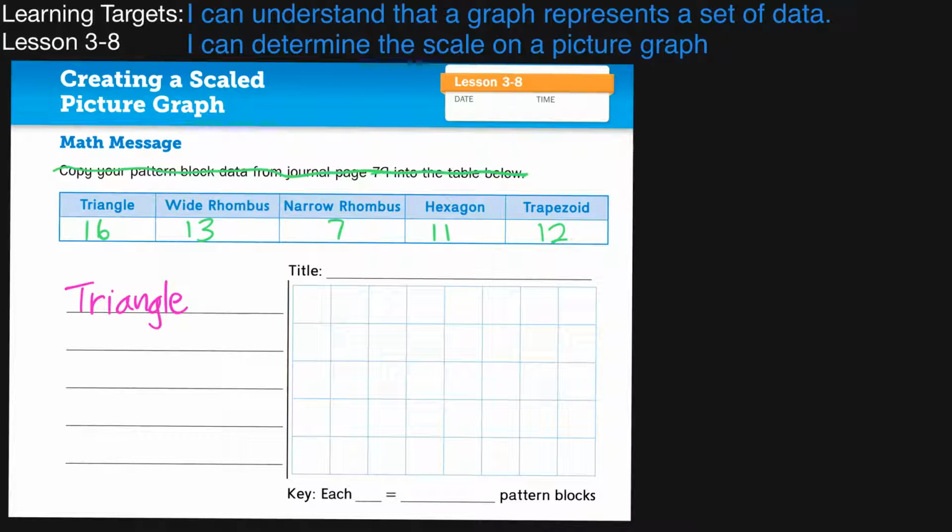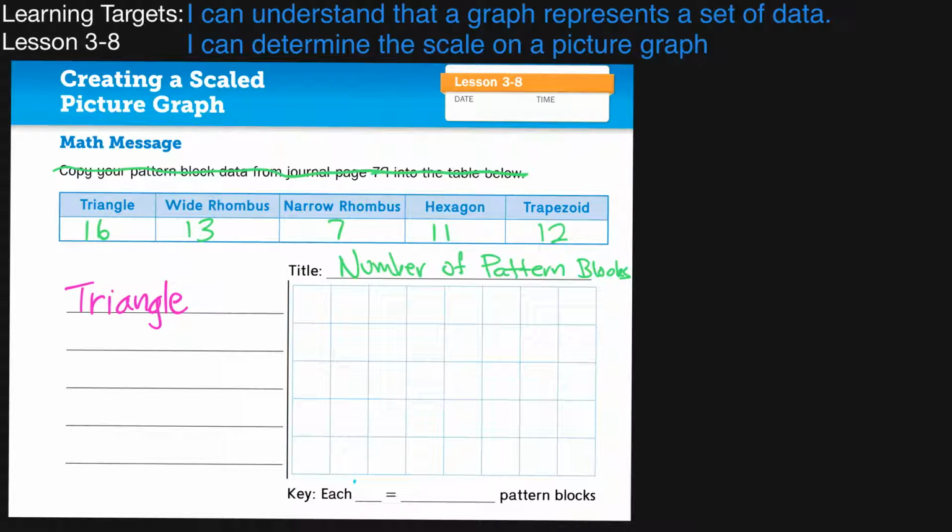All right, now it's time for us to look at how I solved it. So the first thing I'm looking at is triangles. I've got 16 triangles. I need to make a title first for my graph, and I'm going to look at this for number of pattern blocks. Number of pattern blocks. All right, so now I'm going to get started with my key.